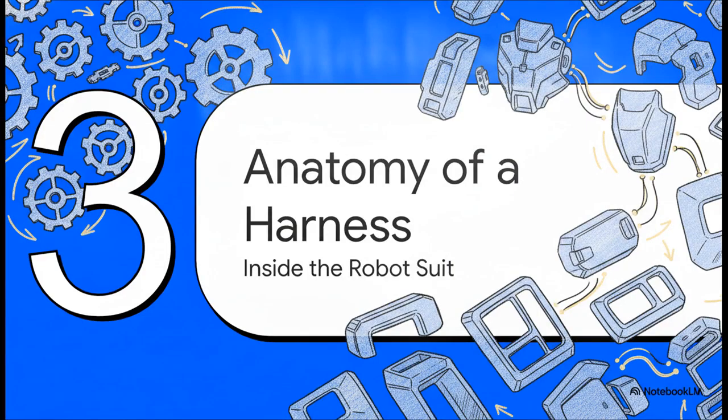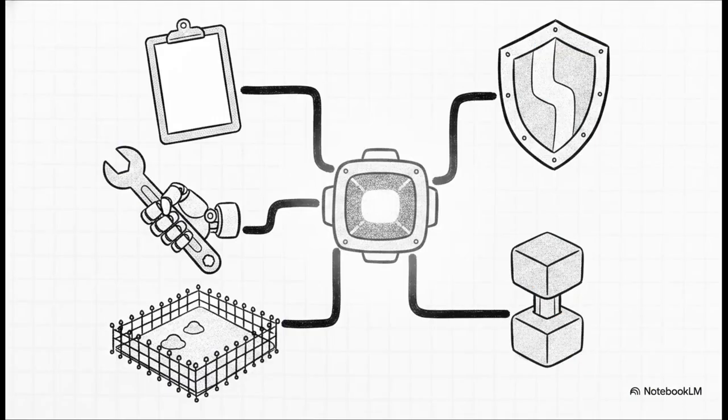Section 3. Anatomy of a harness. Let's look at how this robot suit is actually put together, piece by piece. A professional-grade harness is modular, and it usually has 5 core components. First, you've got system prompts. These give the agent its baseline rules and instructions. Second, tools. These give the agent hands, like API access or a web browser. Third, sandboxes. These are isolated, safe environments where the agent can run code without blowing up your real systems.